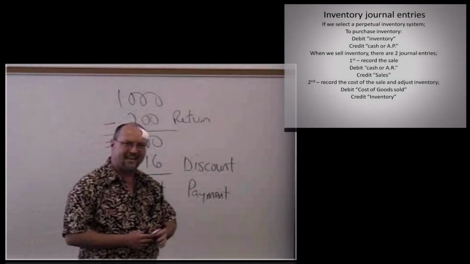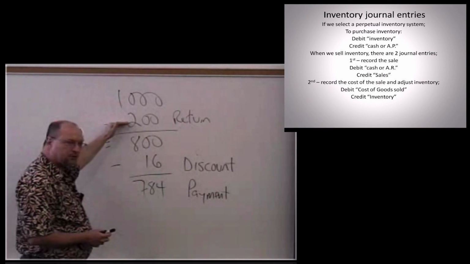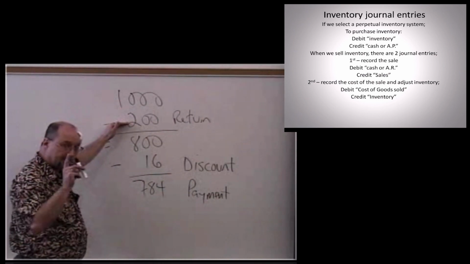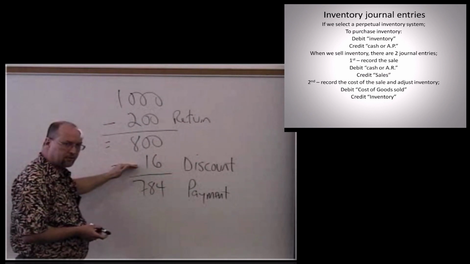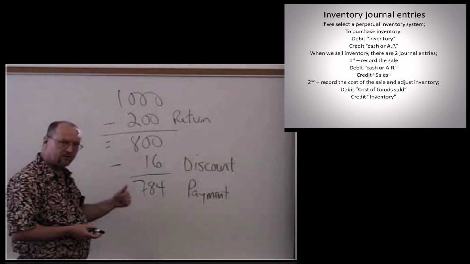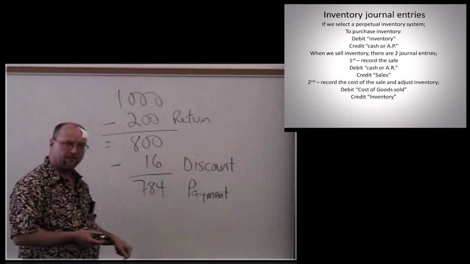If this were a sale, sales would be 1,000 minus sales returns and allowances of 200, a contra revenue account, debit balance, minus the sales discount, also a contra revenue account, debit balance. My net sales would be 784.